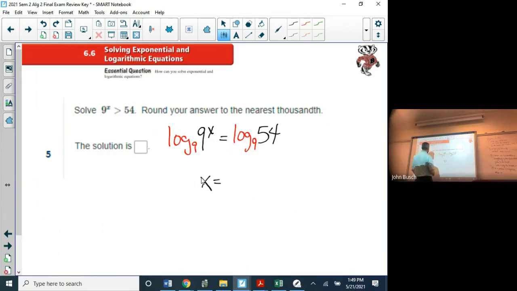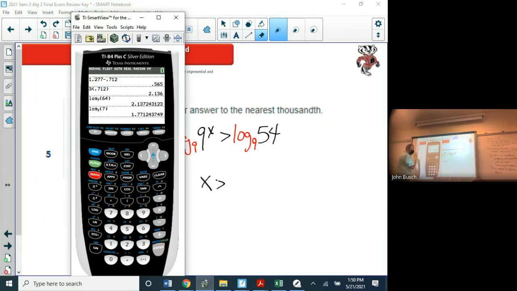And on the right, we need to round the answer to the nearest thousandth. So log base 9 of 54 is a number. We can use a calculator to find it out. And it's 1.815.